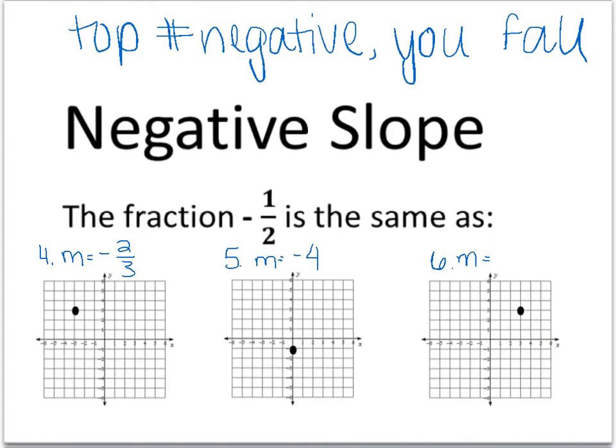So for number 4, m equals negative 2 over 3. Like I said, make your negative the top number, negative 2 over 3. So instead of rising 2, what am I going to do? Fall 2. Jeremy? Right. From that dot, I go down 2. Now I still want to run 3 to the right. 1, 2, 3, and make the dot.